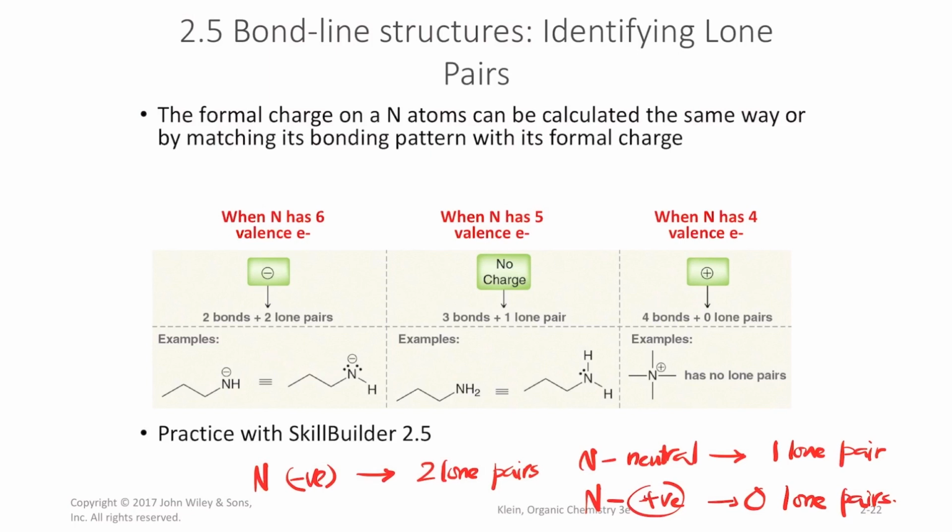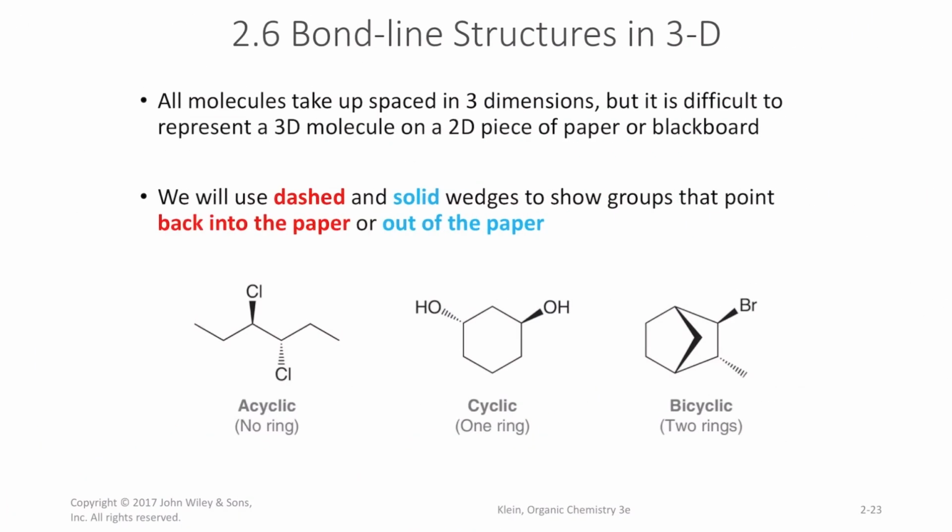And if it is negative, it generally has 2 bonds. If it is neutral, it generally has 3 bonds. If it is positive, it has 4 bonds. So remember the idea behind how many lone pairs and how many bonds a particular atom will have depending on the formal charge. Now, how do you represent bond line structures in 3 dimensions?